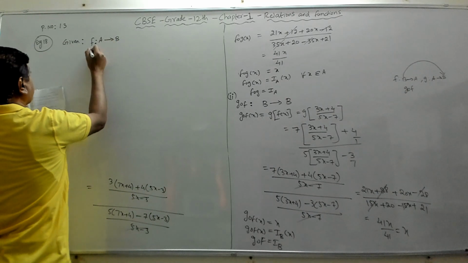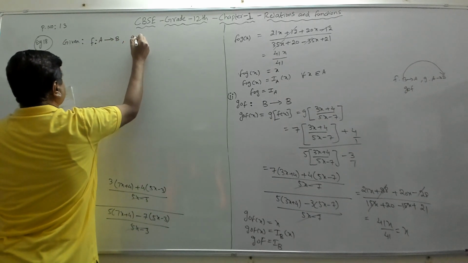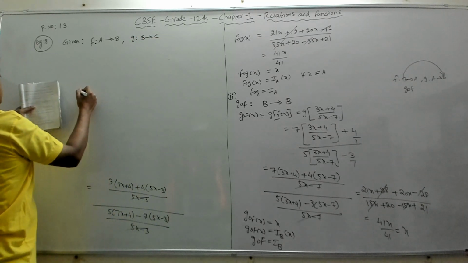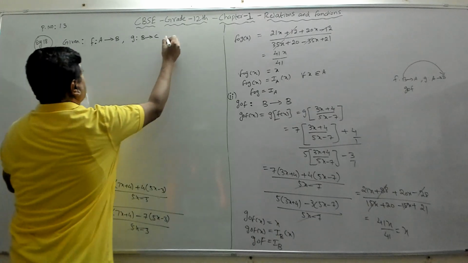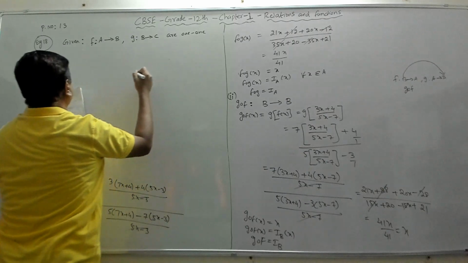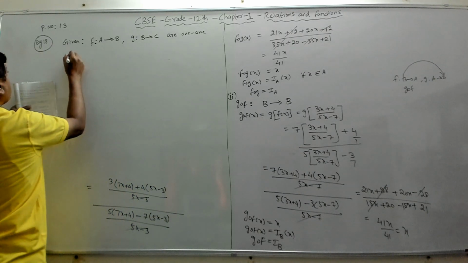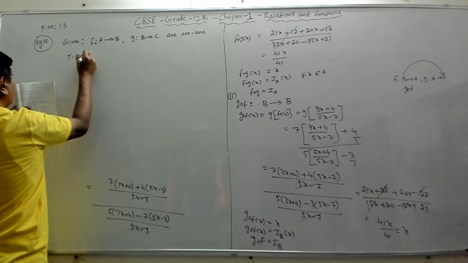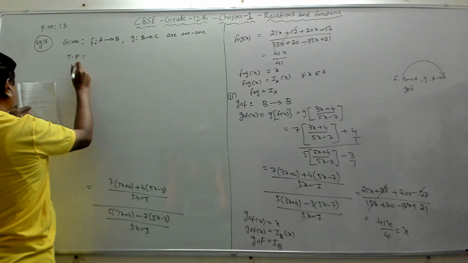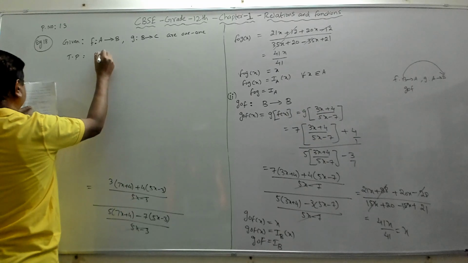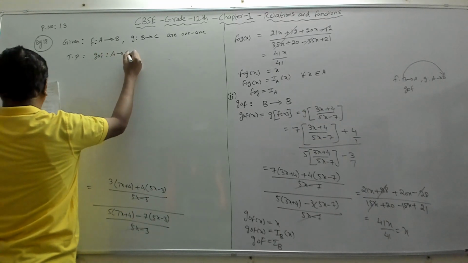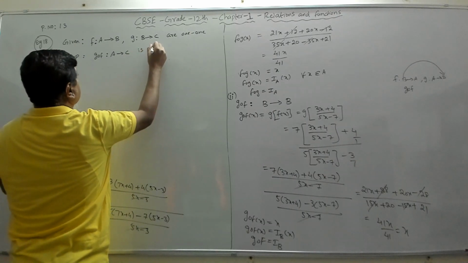So f is a function from A to B, g is a function from B to C, are 1 to 1 functions. That is given. Then what we have to prove? To prove, TP means to prove. We have to prove g of f, a function from A to C, is also 1 to 1.